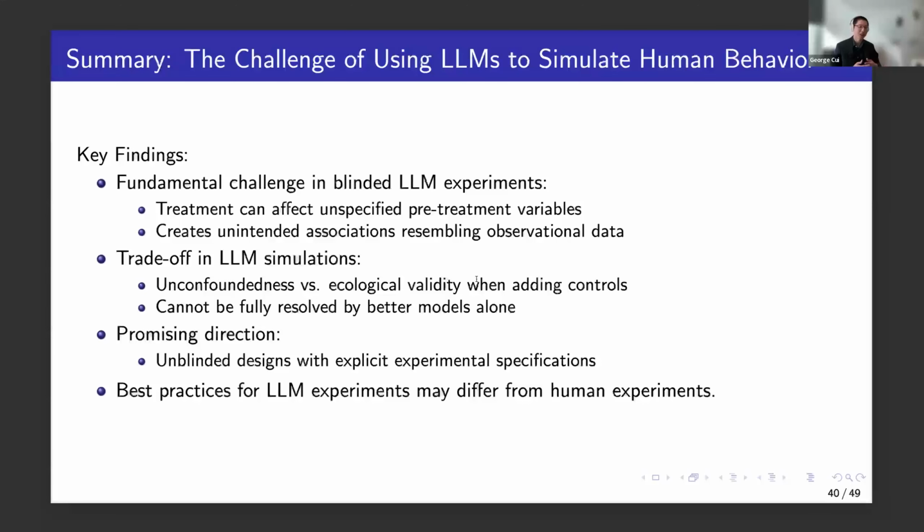A promising direction could be unblinded designs with explicit experimental specifications, but just to be aware that the current models still have a lot of limitations, that they may not fully understand randomization or the role of experimental design. And the best practice for a large language model may be different from human experiments. So that's our main takeaway.